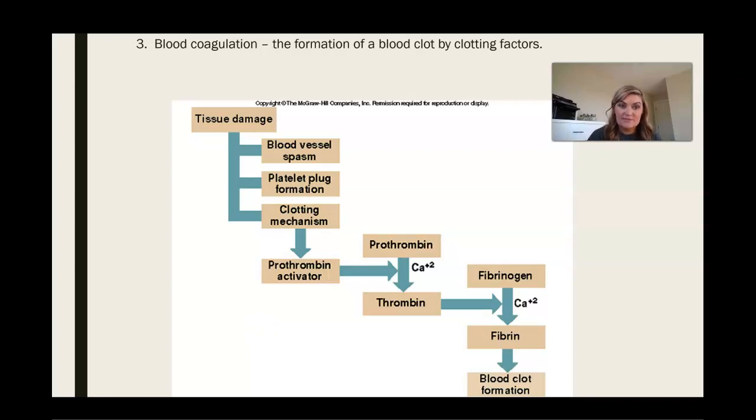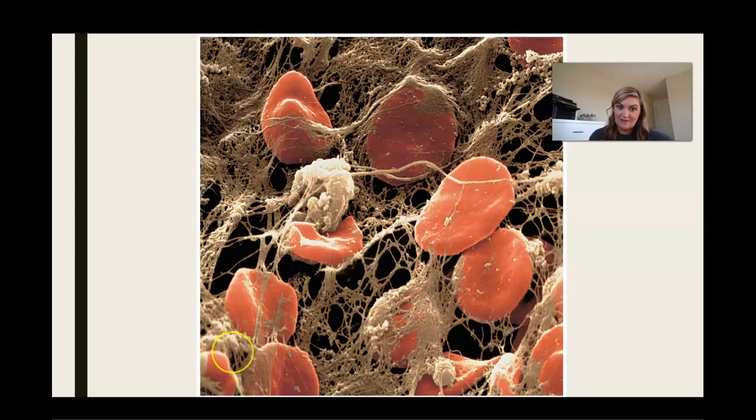And so here's simply a diagram going over showing you what's happening. You have first the tissue damage, so you have the blood spasm, platelet plug formation, and clotting mechanism. There you have that prothrombin activator. It activates that prothrombin and comes together with the calcium and creates thrombin. Thrombin then goes in and you have fibrinogen. It adds in more with more calcium and it creates fibrin. And then the blood clot is actually going to be coming together in formation at that point.